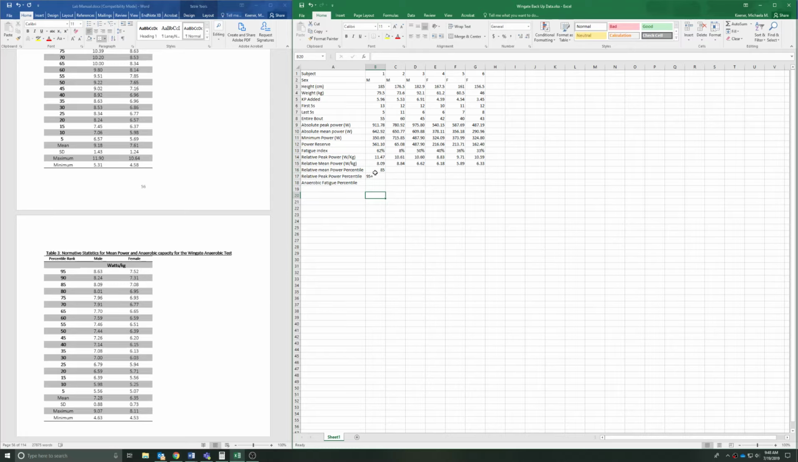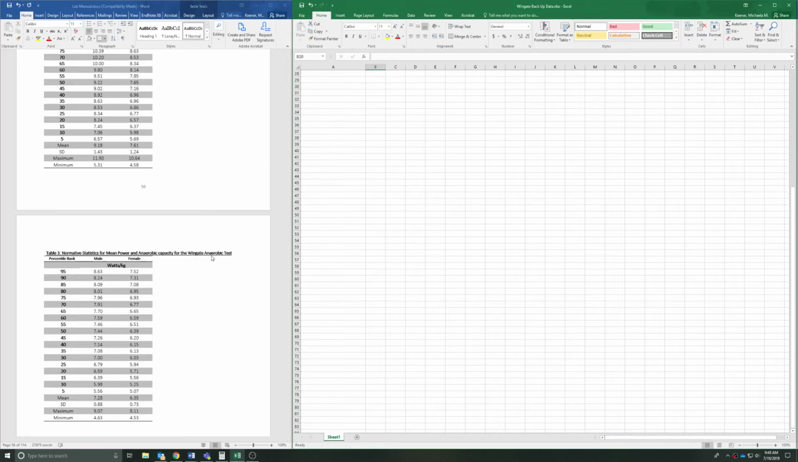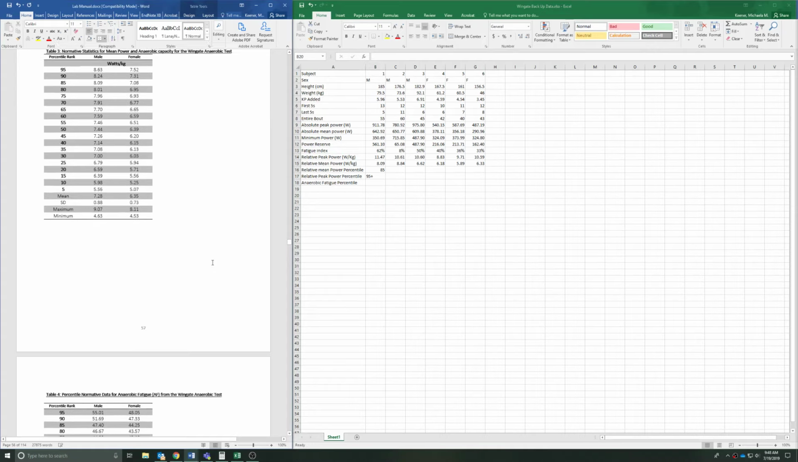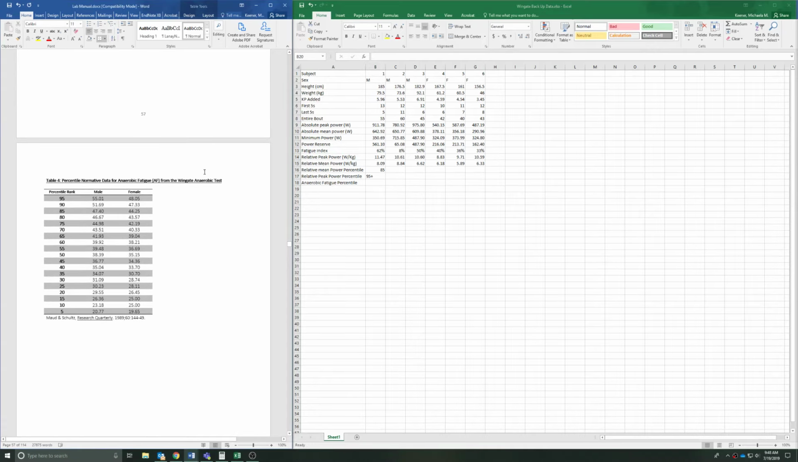And then their anaerobic fatigue is going to be the fatigue index. And so this, you want to be on the smaller side. You want to fatigue less. The smaller, the better. So they're at 62%. So that means that this person actually fatigues very quickly. They don't have great potential. So this means they fatigue faster than 95% of the population. But this is how you'd go through this.